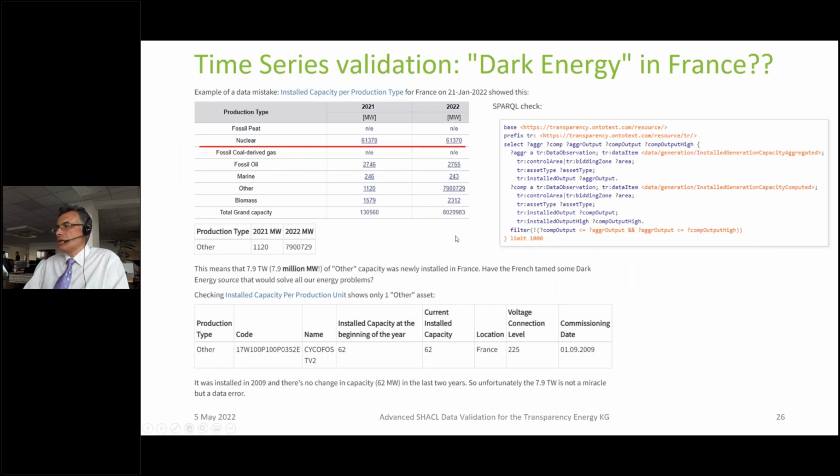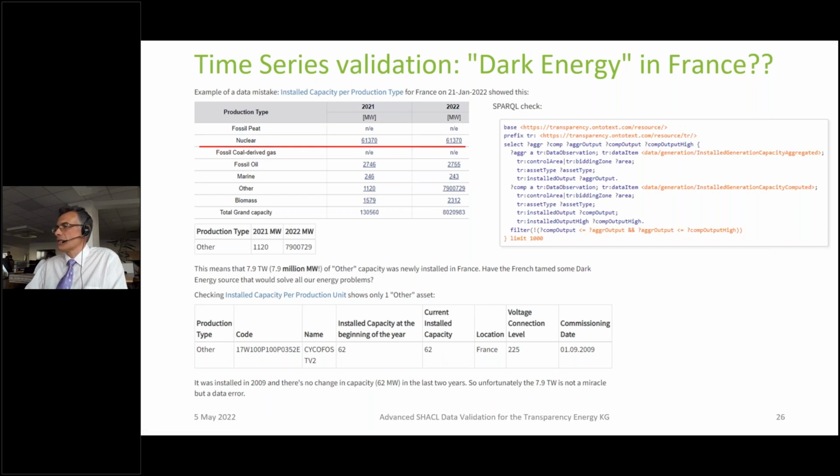Now, here is a very curious case. You know that in France, the biggest amount of electricity is produced from nuclear power plants. But then we saw this crazy number of other kinds of power plants. It's like 7.9 million megawatts. And this would solve all of the energy problems of not only Europe, but maybe even the world. But then if you go into the detailed file describing installed capacity per production unit, we see that in the category other, there's just one thing that was installed quite a long time ago, and it has a modest 62 megawatts of capacity.